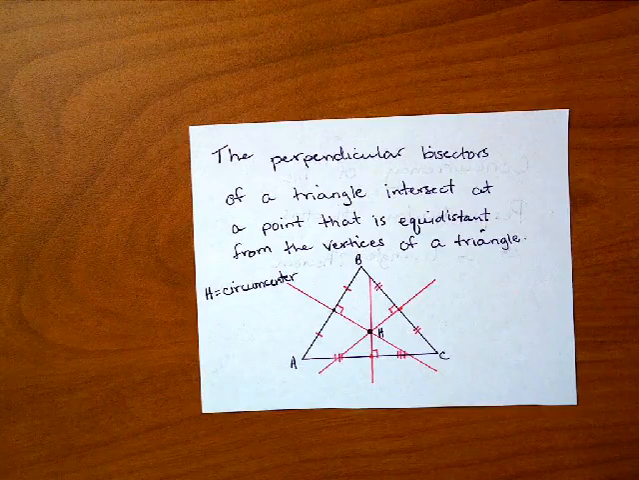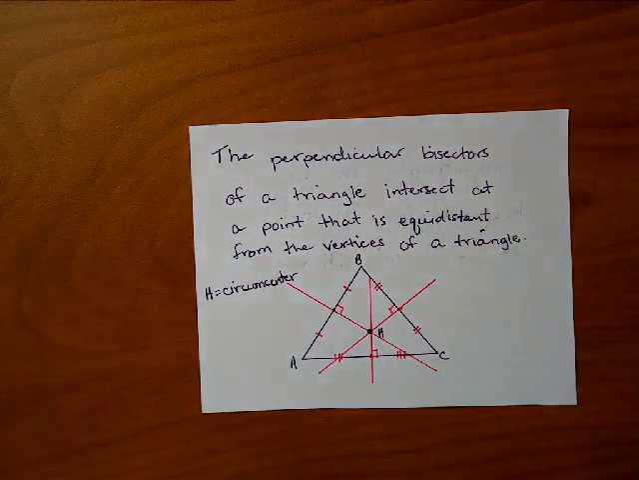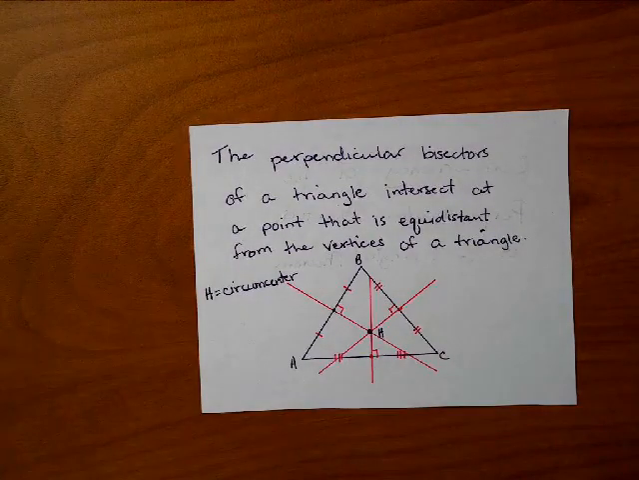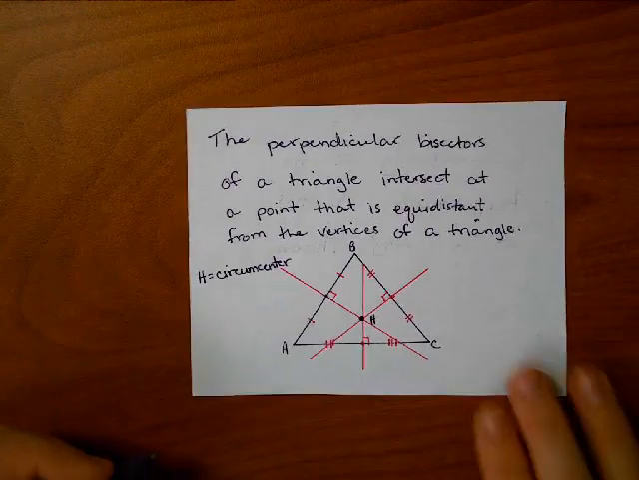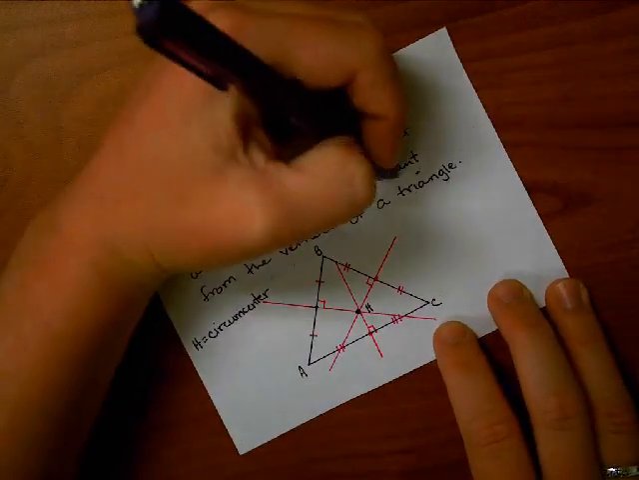Circumcenter. So we talked about with medians where they intersect is called the centroid. We talked about where altitudes intersect is called the orthocenter. So where perpendicular bisectors intersect is called the circumcenter. And what we need to know about the circumcenter, besides that it's where the perpendicular bisectors intersect, is that it is equidistant from the vertices.